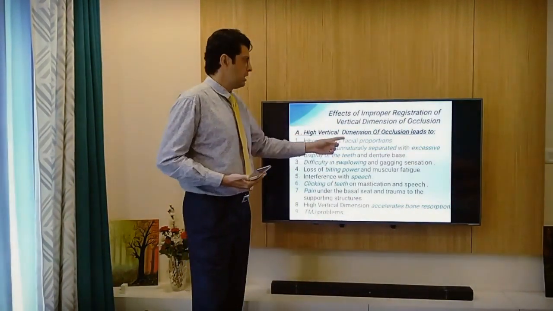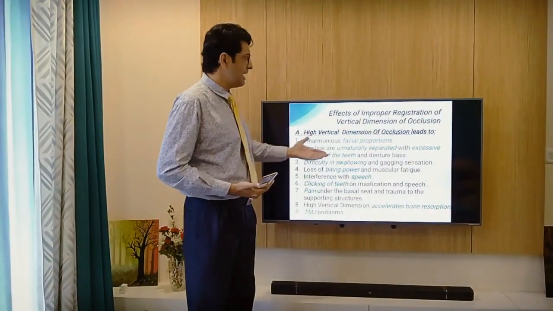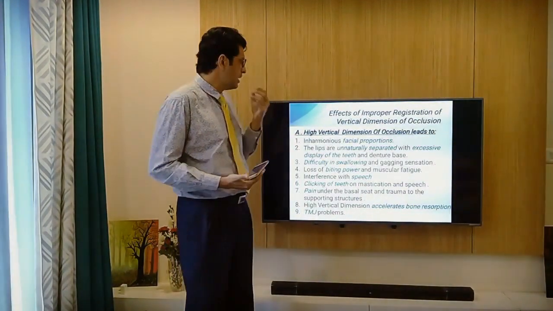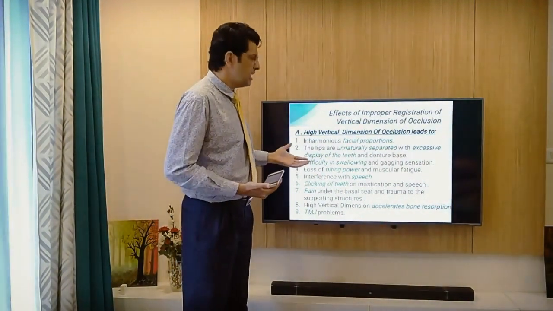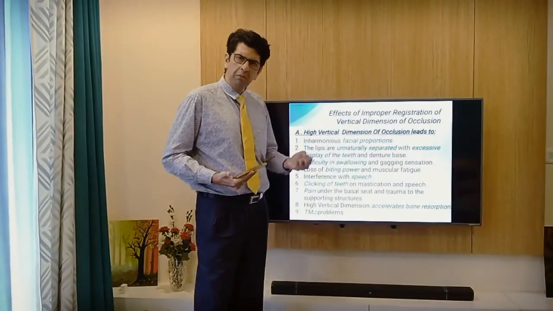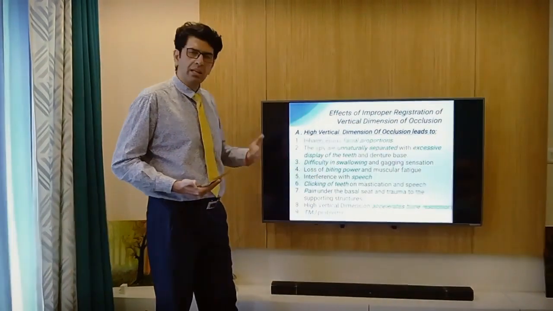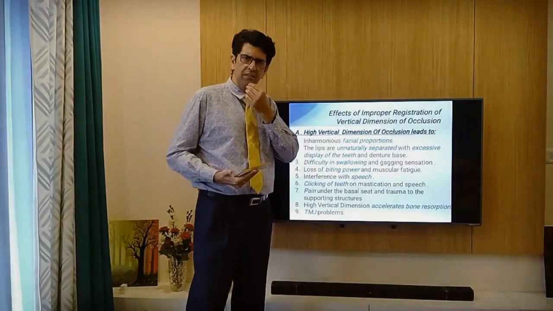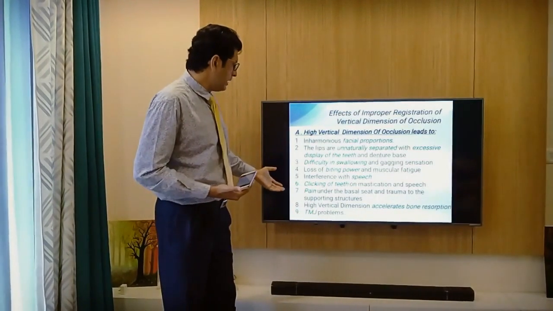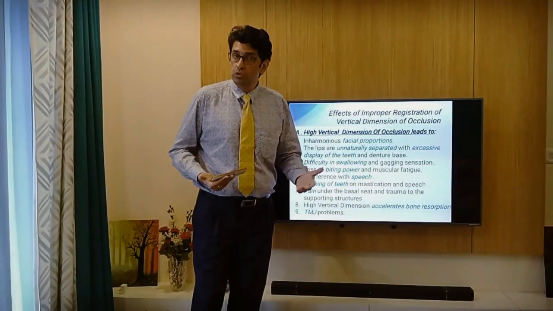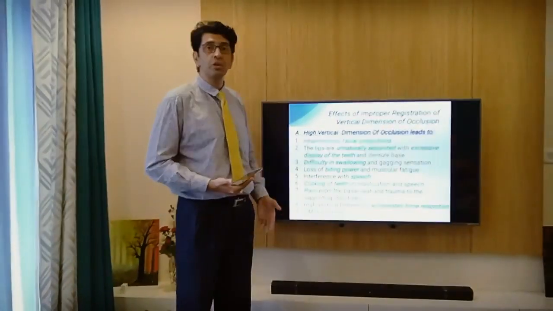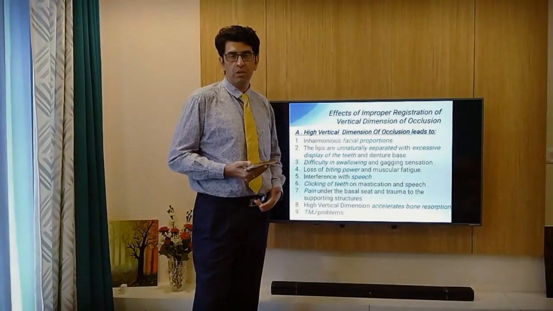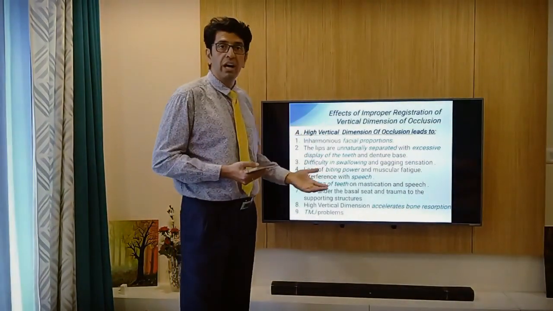Okay? So what happens? Inharmonious facial proportions, unnaturally separated lips, excessive display of teeth and denture base, difficulty in swallowing, loss of biting power, difficulty in speaking, clicking sounds when the patient is chewing or speaking, pain under the denture basal seat area, constant pain, ache, and it accelerates bone resorption, right? High vertical dimension also creates TMJ problems. So this is the big list of 9 problems, common problems you see when you have a high vertical dimension.